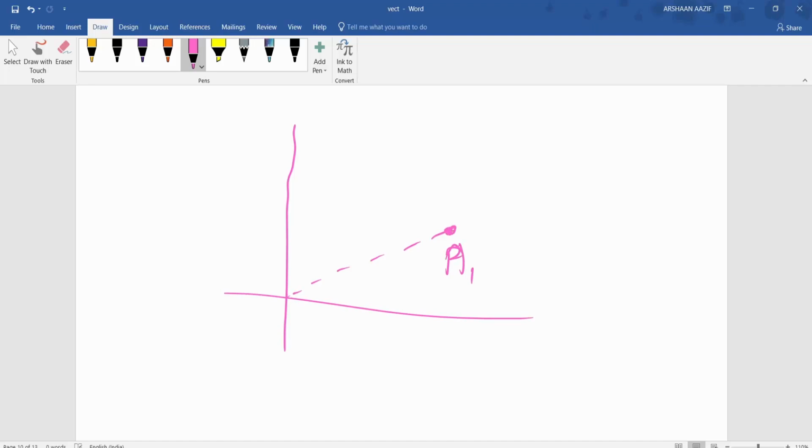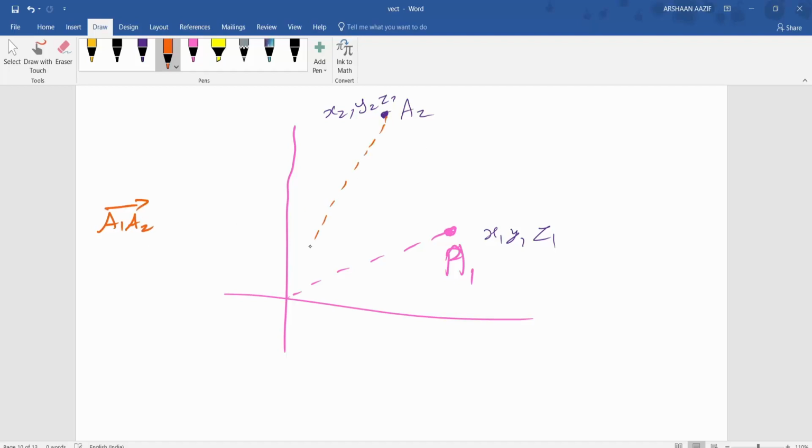A1, which is the position 1 of a particular condition. Then we have A2, which is here. So this is X1, Y1, Z1. This is X2, Y2, Z2. Now I need the vector A1A2. How to find it? So let us define the position vector of these two first.